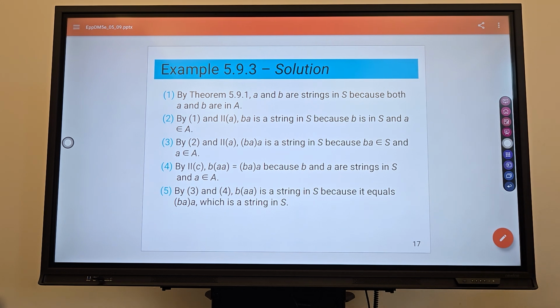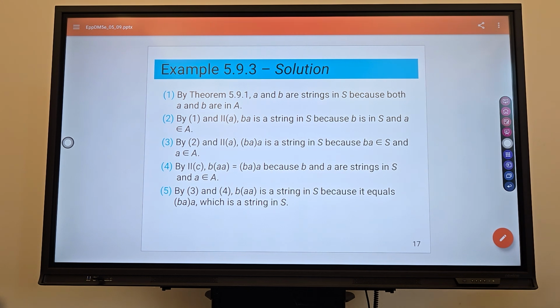First, by theorem 591, A and B are strings in S because both A and B are in big A. By 1 and 2A, BA is a string in S because B is in S and A is an element of big A. By 2 and 2A, (BA)A is a string in S because BA is an element of S and A is an element of big A.